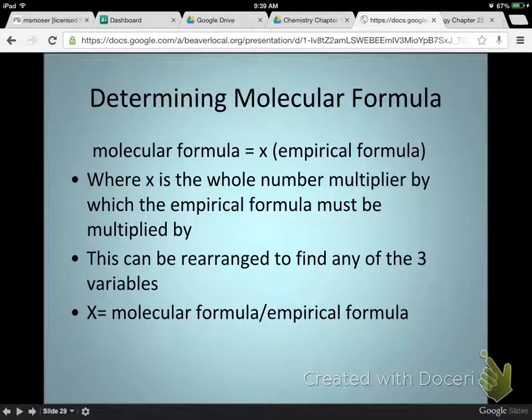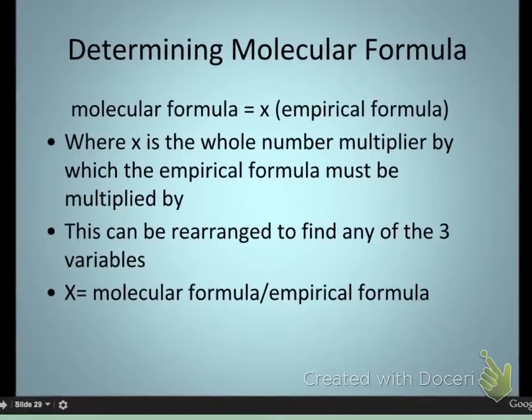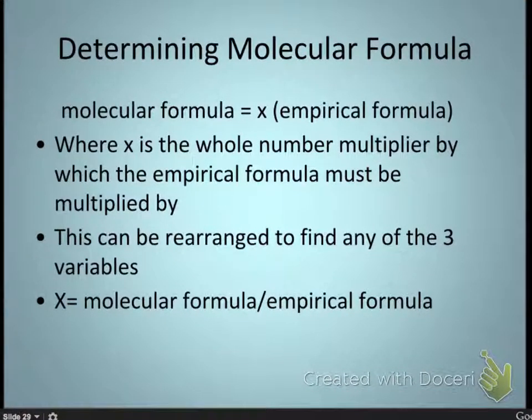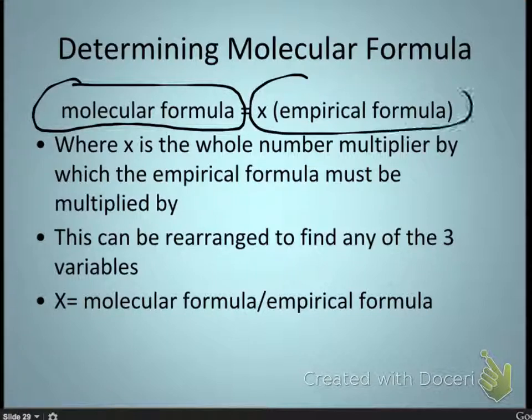So we'll see. I think I have double of that. Okay. There are two slides on this topic because I think I rearranged them over the years. So the molecular formula is really just the empirical formula times some number x.